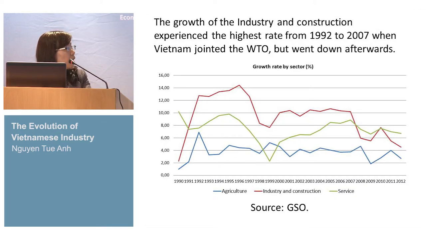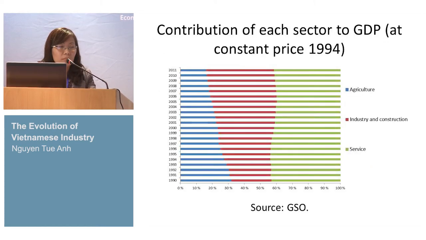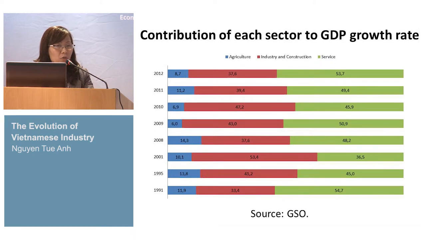What about the growth rate of the different sectors? Here we can see that the growth of industry and construction experienced the highest growth among the different sectors from 1992 to 2007. After Vietnam joined the WTO, the industry sector growth tends to decline. Even so, thanks to the high growth rate, the industry and construction sector could expand its share in GDP and became an important driver of economic growth in Vietnam. You can see from the figure that the contribution of the industry and construction sector was nearly 38% of the GDP growth rate, not GDP.